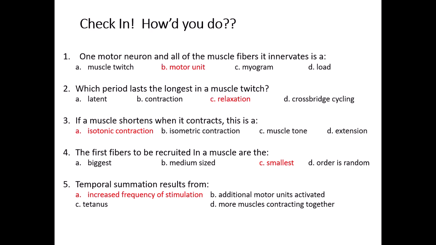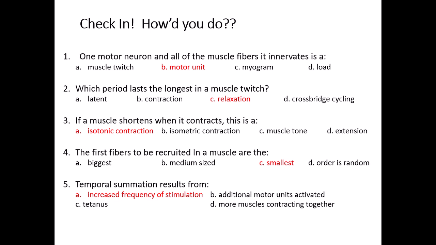Okay, so one motor neuron and all of the muscle fibers that it innervates is called a motor unit. Right? A muscle twitch is just that single muscle contraction from one stimulus. The myogram is the picture of that muscle twitch, and the load is just the force that is opposing the muscle twitch.